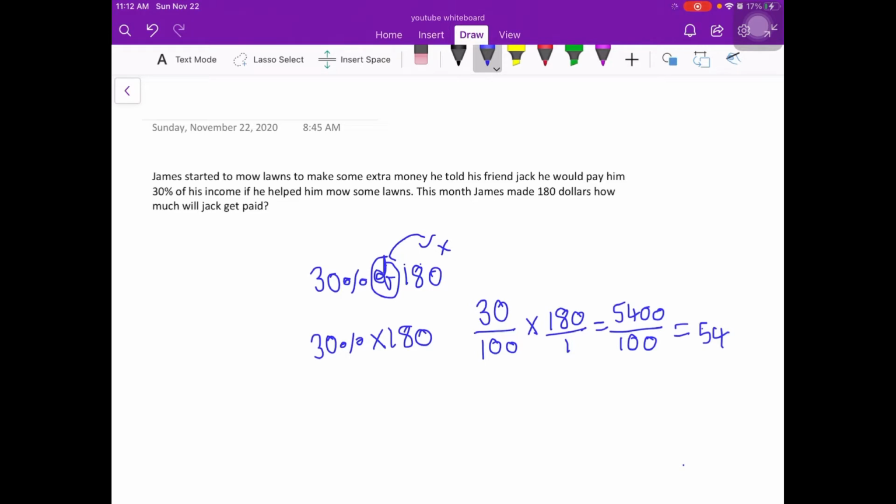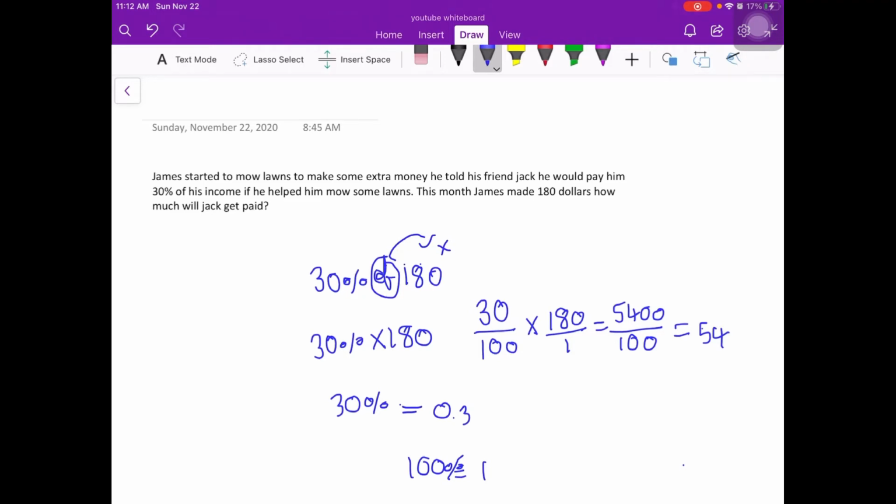Now we're going to look at the decimal way of finding this out. Basically, if you know 30% equals 0.3, because 100% equals 1, then 30% would equal 0.3.